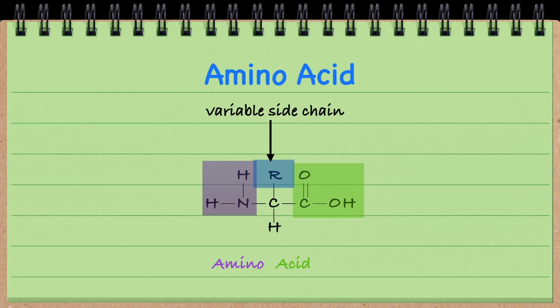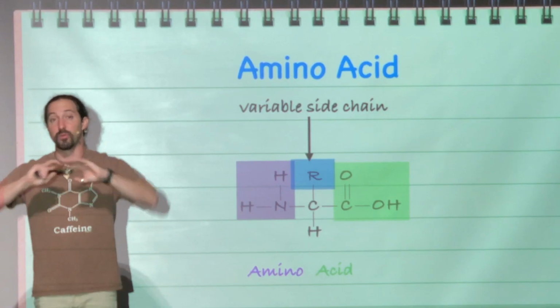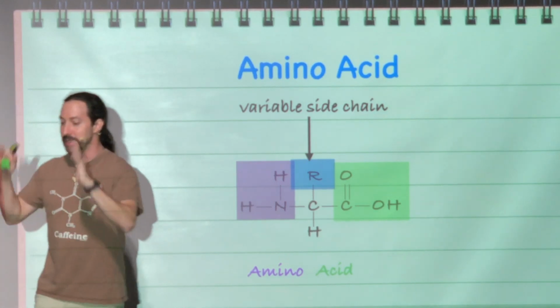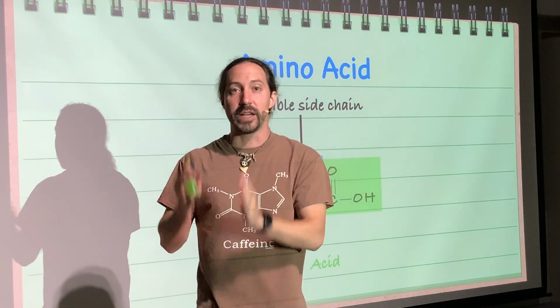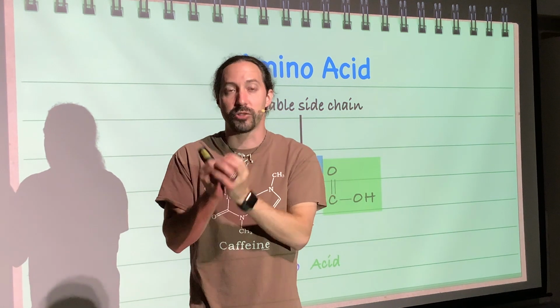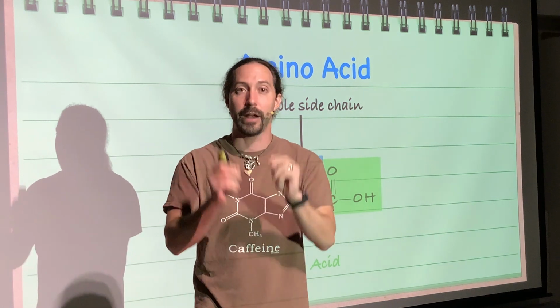That variable side chain could be a lot of different things. And that's what distinguishes one amino acid from another amino acid. The rest of the structure is exactly the same. It never changes. Every single amino acid has the exact same structure except for that R group.